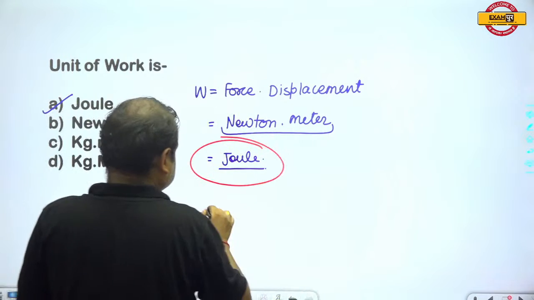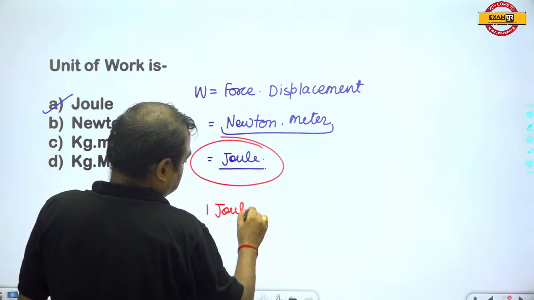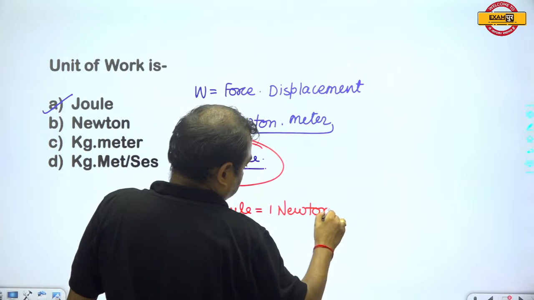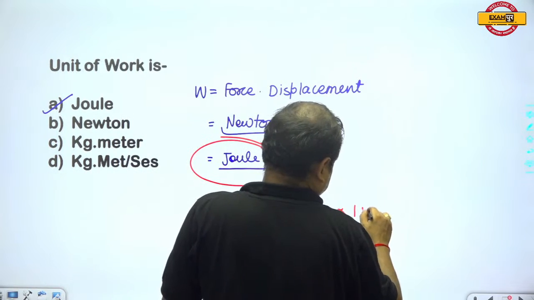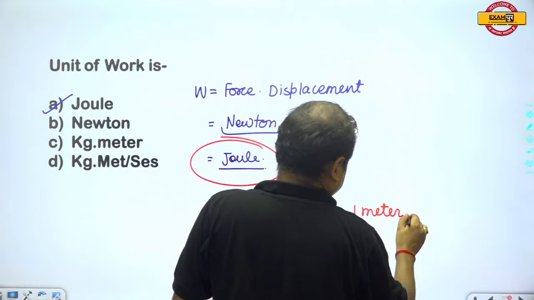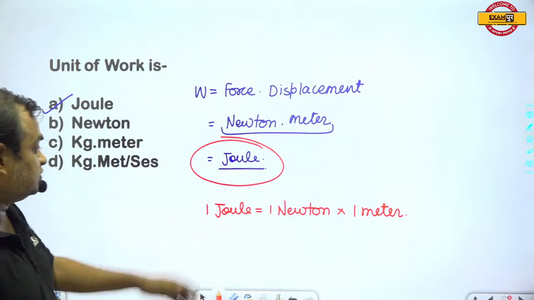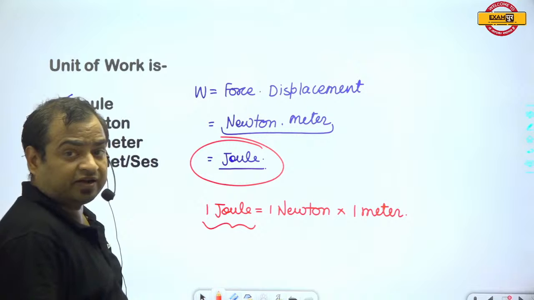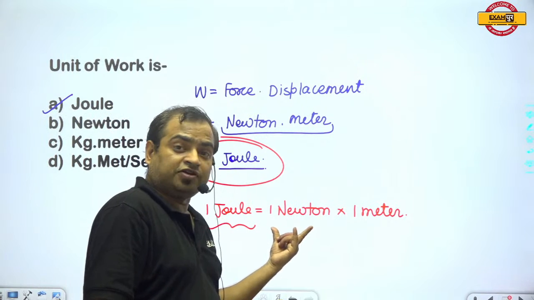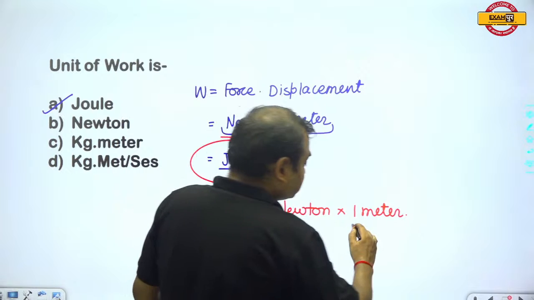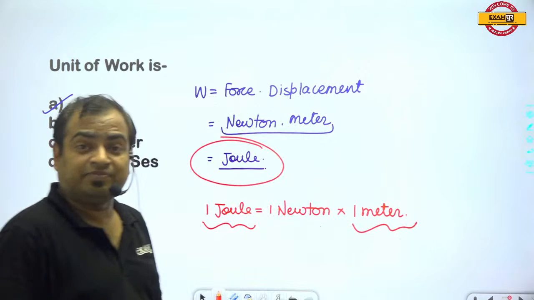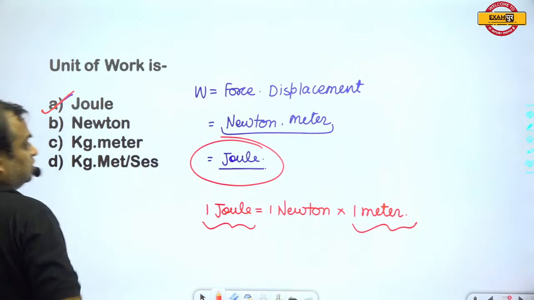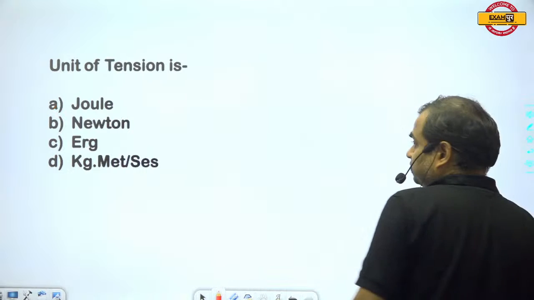So we can write 1 joule equals 1 Newton multiplied by 1 meter. It means 1 joule of work can be defined as: if we apply 1 Newton of force on any body and the body gets displaced by 1 meter, we have done 1 joule of work. So the unit of work is joule. It's clear now. We will move to another question.